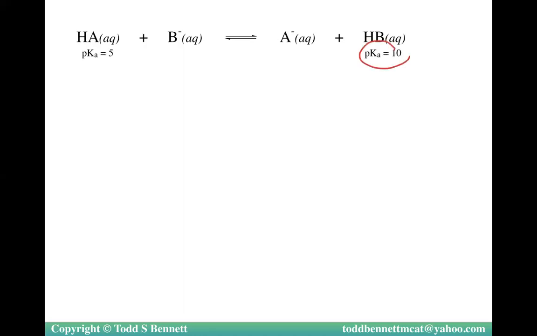So let's take that same reaction again, but let's toss some numbers in. Let's say this was a pKa of 10, this is a pKa of 5, and see what's going to happen with this. Lower the pKa, stronger the acid. Higher the pKa, weaker the acid. So HA is my stronger of the two acids, HB is my weaker of the two acids. If the acid is stronger, its conjugate base is weaker, we mentioned that. And if an acid is weaker, its conjugate base is stronger. So this will be the stronger conjugate base, this will be the weaker conjugate base.